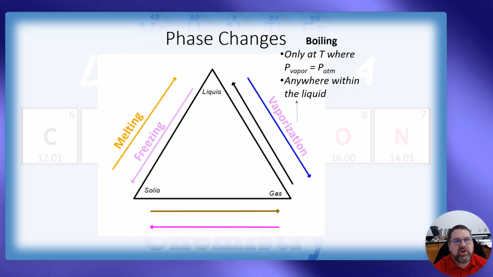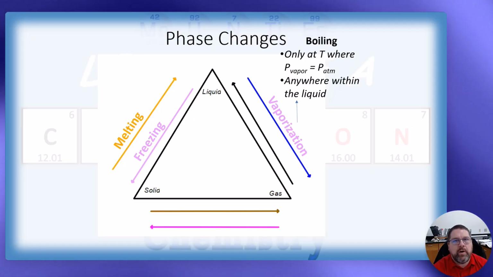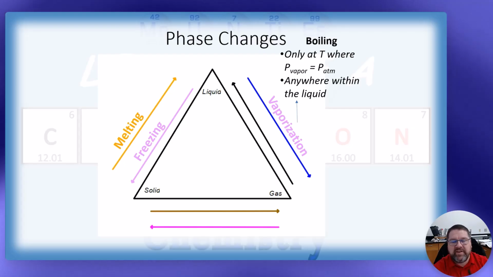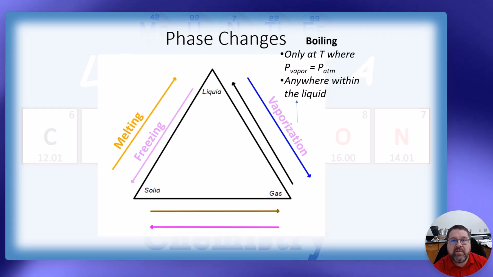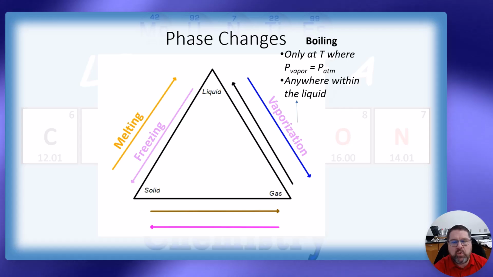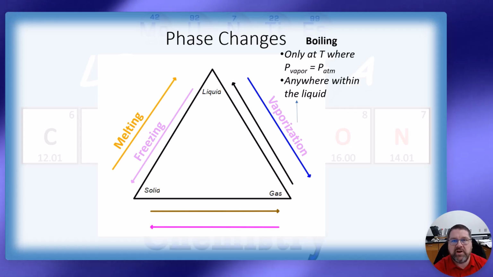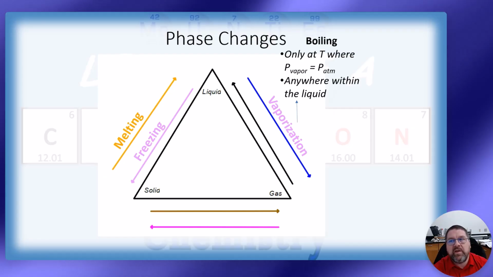Whatever the atmospheric pressure is, once the liquid has been heated to a point where the molecules that are vaporizing at the surface are of such a quantity that the pressure they're exerting is equal to the atmospheric pressure, then boiling can occur, and it can occur anywhere within the liquid. So that's why when you're heating water for spaghetti, usually you see the bubbles forming at the bottom, which is closest to the heat source.